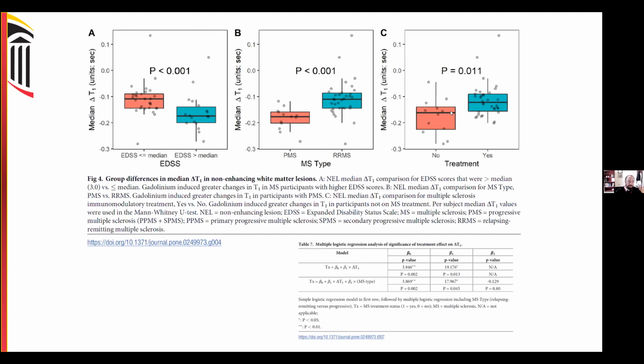And we were wondering, is that a sign of a treatment effect? Now, hard to tell in this particular study because it's not a randomized treatment study, but we did a regression model where we tried to adjust for a lot of other demographic factors to see if those were confounding, and there did seem to be an independent relationship with treatment and the delta T1.